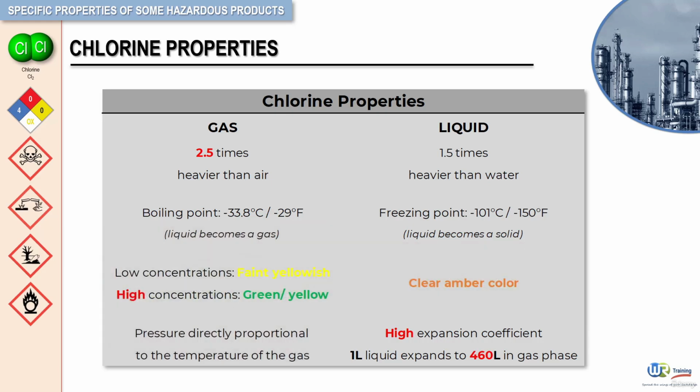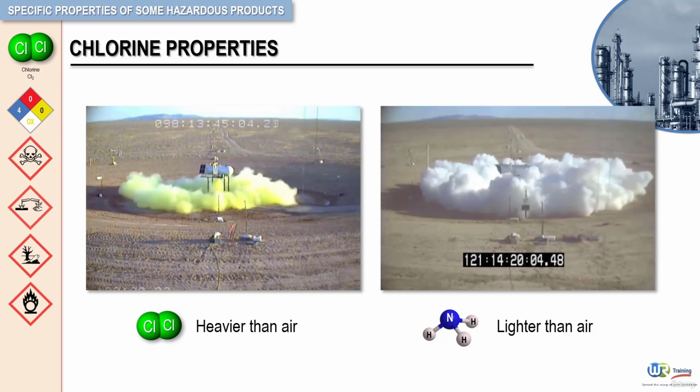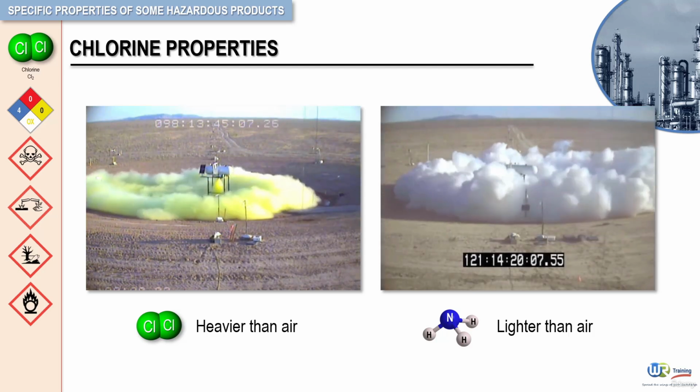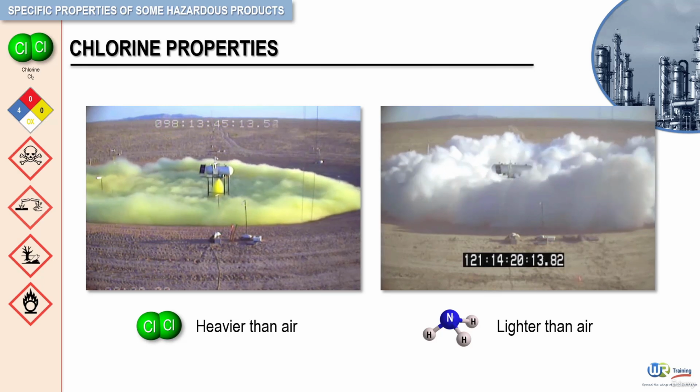Depending on the humidity, chlorine gas is usually not visible at concentrations below about 25 ppm. Now, for comparison, we'll view a side-by-side of a heavier-than-air material, chlorine, and a lighter-than-air material, anhydrous ammonia. Very quickly, the chlorine sinks to the ground, while the ammonia fills the airspace as the volume of ammonia increases, even blocking the view of the tank.